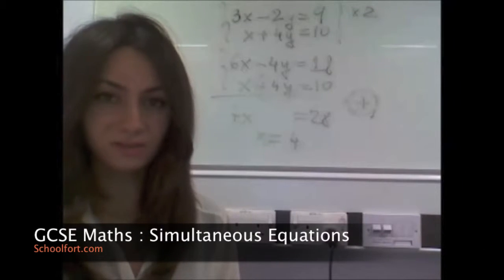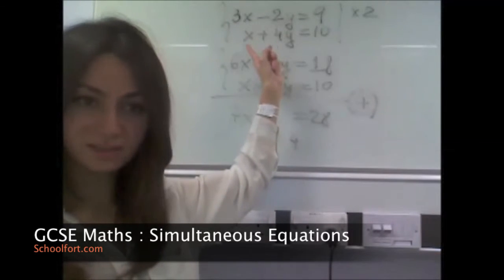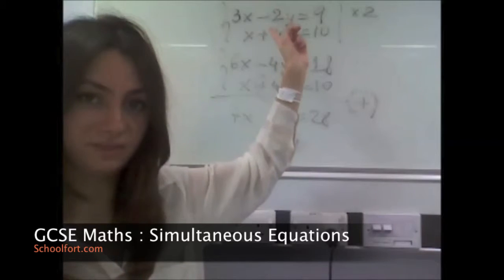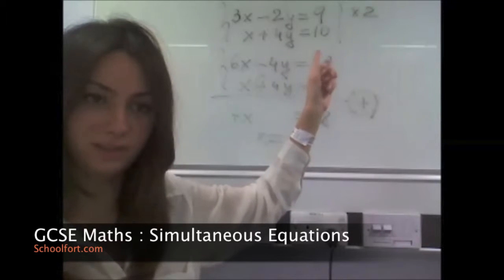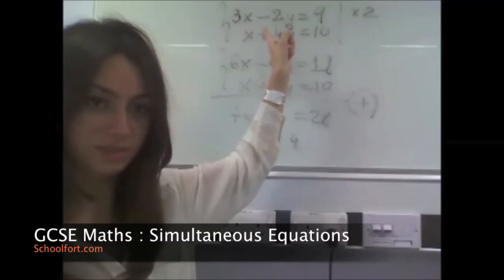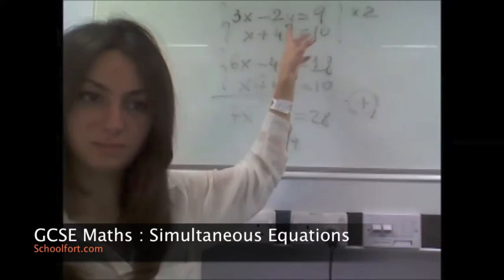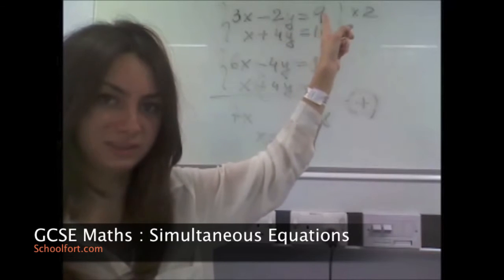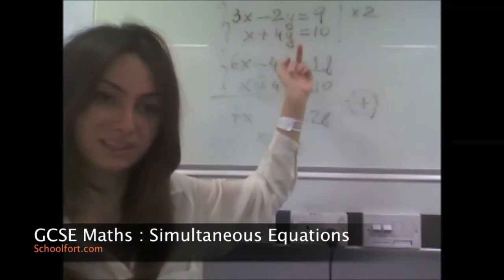There are several ways of solving these two simultaneous equations. For instance, we could find an expression for x and substitute it in the first equation. So we find that x is 10 minus 4y. So this x here we substitute by 10 minus 4y. So we would have 3 multiplied by 10 minus 4y minus 2y equals 9. And then you can find y, and then you come back to this equation and find x.